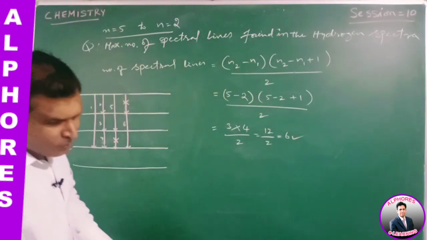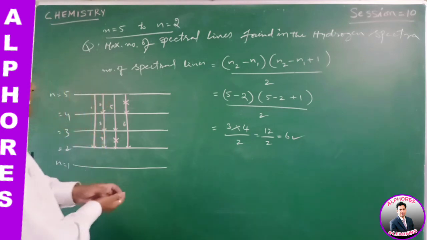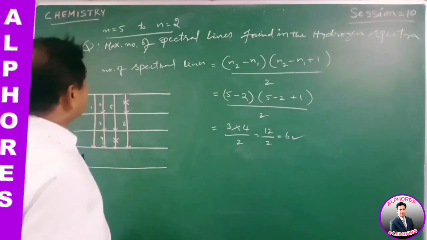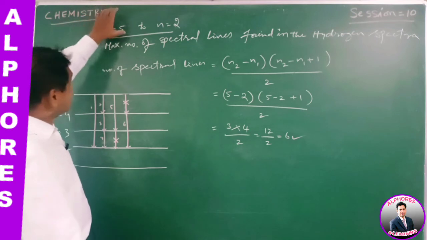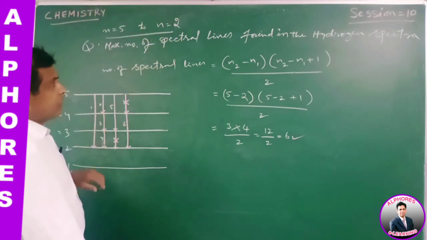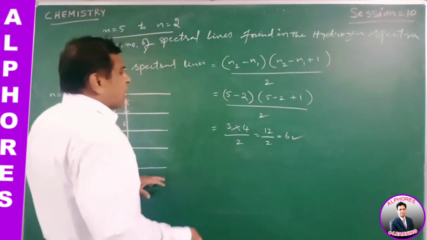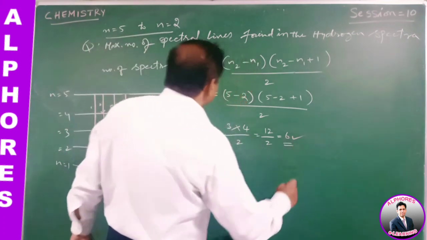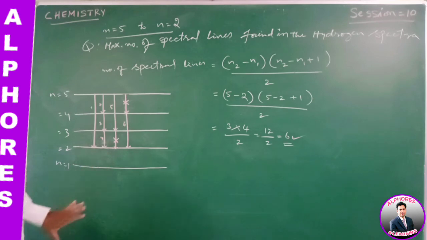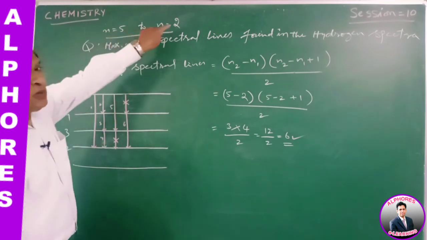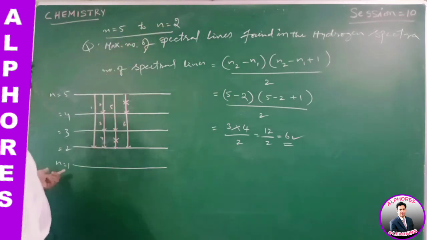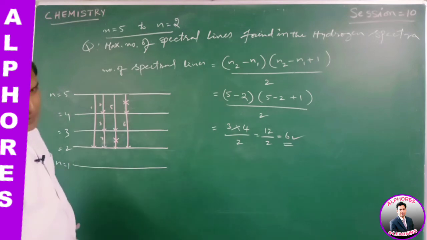So what is the concept in this? The number of spectral lines formed when an excited electron from 5th energy level is dropped to 2nd orbit, we can identify the number of spectral lines formed that are equal to 6 spectral lines. So that is the approach, because it is up to 2nd orbit only. Okay, right, done.